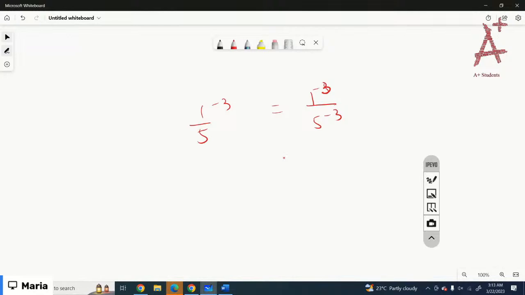So it would be 1 exponent negative 3 and 5 exponent negative 3. So 1 exponent 3 is 1, and 5 exponent negative 3, you have to move it to the numerator. It would be 5 exponent 3. So you have to do 5 times 5 times 5. 5 times 5 is 25, and 25 times 5 is 125. Got it? So the correct option is 125.